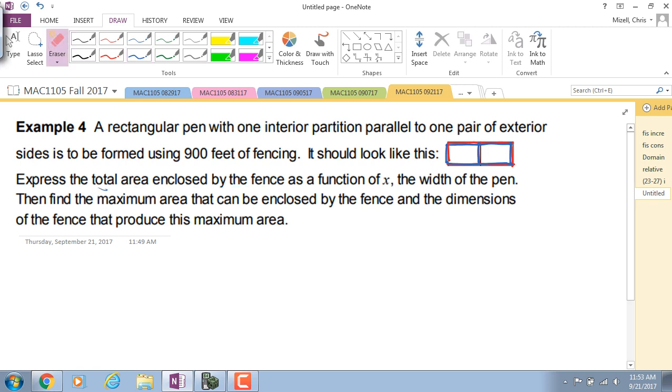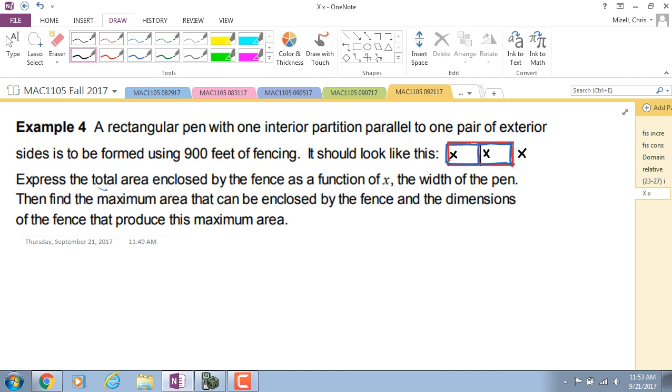We want to express the total area enclosed by the fence as a function of x, which is the width of the pen. So let's call this the width. So that's x, and that's x, and that's x. Express the total area as a function of x, and then find the maximum area that can be enclosed by the fence and the dimensions of the fence that produce this maximum area.